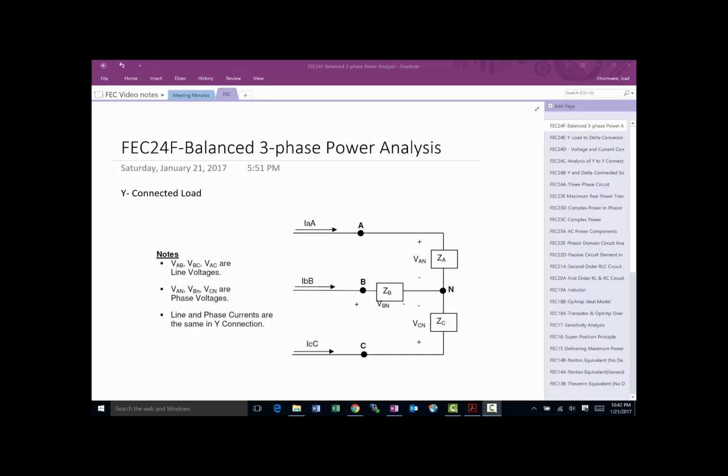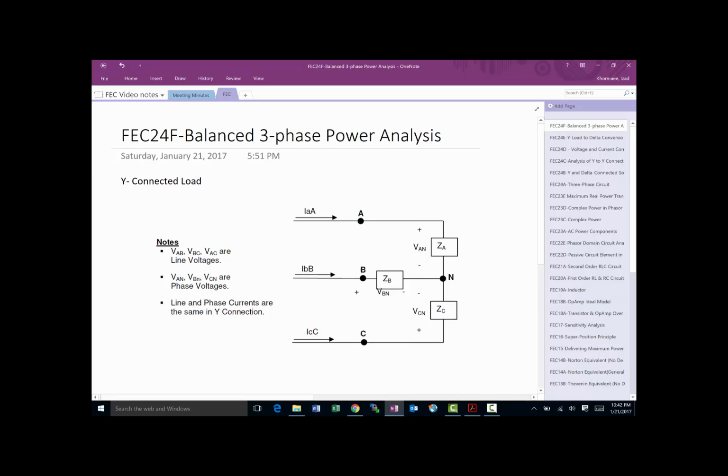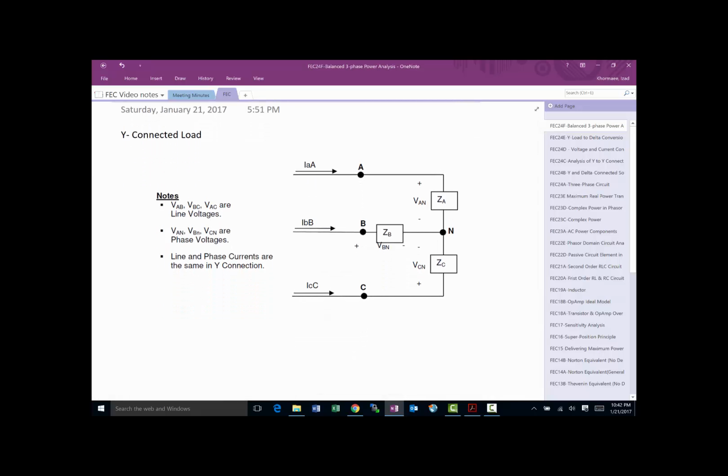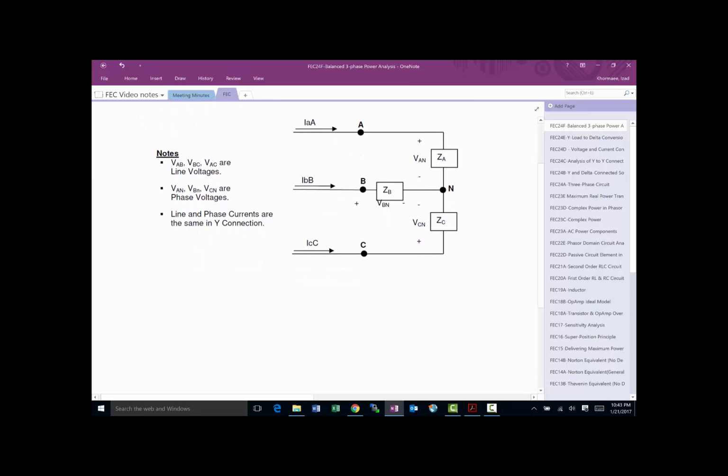In this video, we're going to cover balanced three-phase power analysis, which is relatively nothing new other than applying what we already have known to the three-phase balanced circuit. Let's take a look at Y-connected load, and then when we're finished with that, we'll take a look at the delta-connected load.